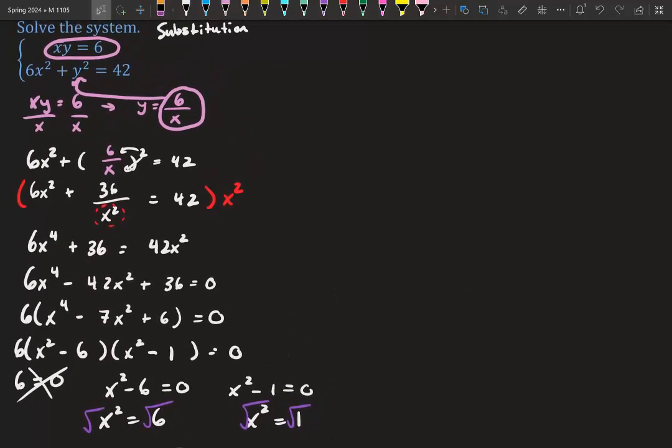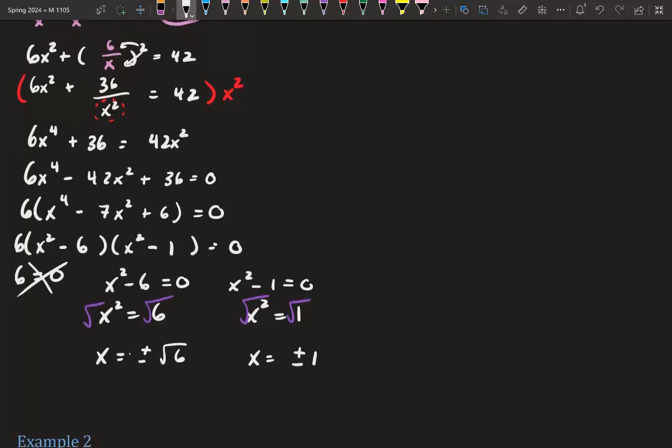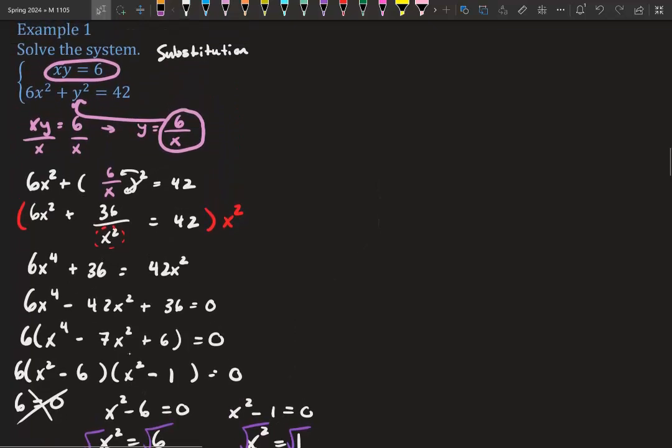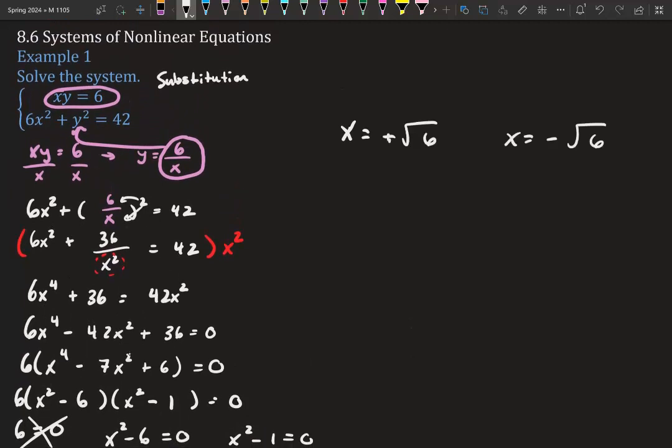So now we have our x's, we need to find y. So now we need to plug it in to find y. Because we have a square root, you want to plug it into something that's squared. So we have two x's for our square root of 6, and then we have two 1s. So let's plug it in. We're going to plug it into 6x squared plus y squared equals 42. And the reason why is because there's a square root, so we know the square is going to get rid of the square root.